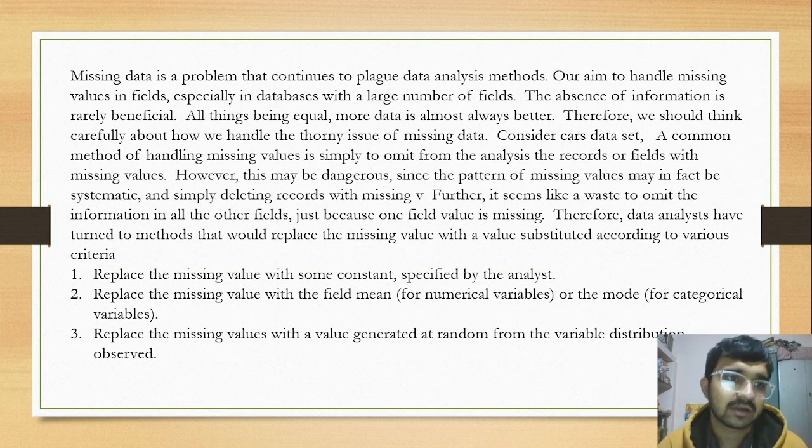Consider the cars dataset. A common method of handling missing values is simply to omit from the analysis the records or fields with the missing values. However, this may be dangerous since the pattern of missing values may in fact be systematic, and simply deleting records with missing values would lose information. Further, it seems like a waste to omit the information in all other fields just because one field value is missing. Therefore, data analysts have turned to methods that would replace the missing values with a value substituted according to various criteria. First is to replace the missing value with some constant, specified by the analyst.